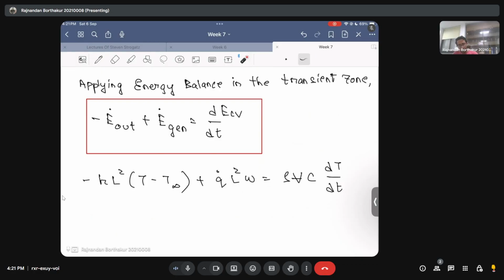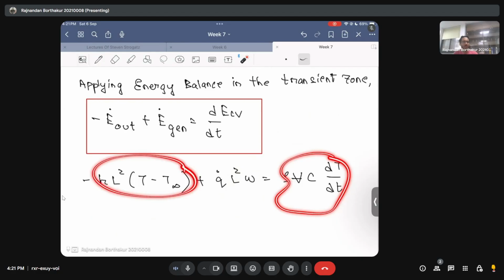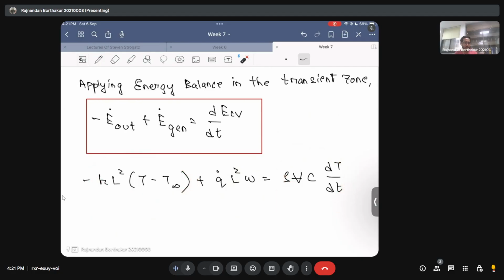Try to understand that without this heat generation, this term is 0, and then you will simply end up getting just this and this term. By applying separation of variables, you can get that form of theta by theta i as exponent of minus t by tau c, or exponent of minus Biot times Fourier. But since there is this energy generation or a source term present, you cannot directly get that, and we will derive the temperature profile in this scenario. But first of all, let's do some simplification.